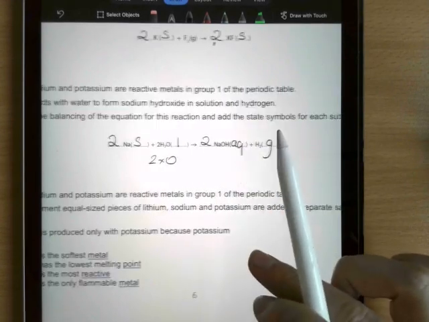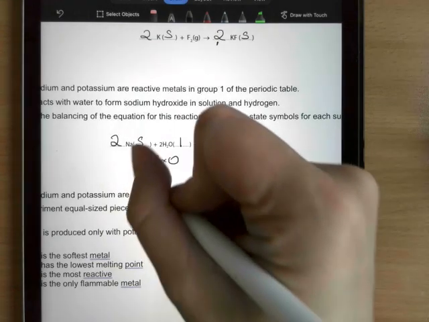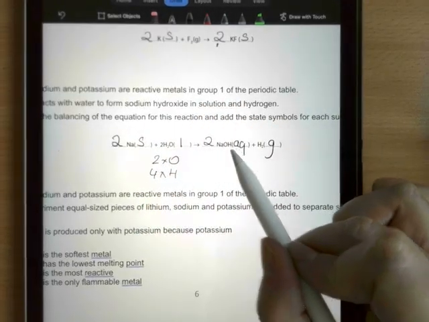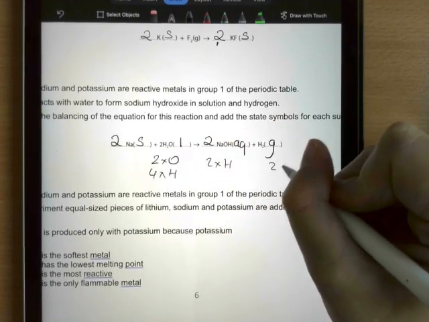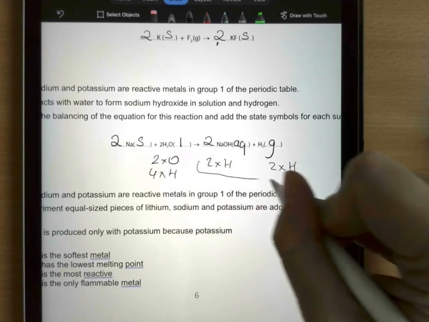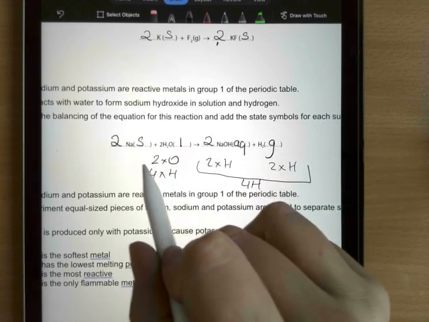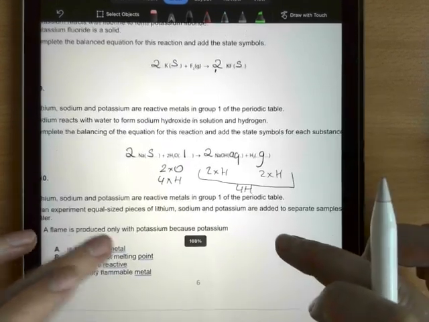I'm just going to double check that hydrogen is balanced too. I can see I've got 2 times 2. I've got 4 hydrogens on the left. And here I've got 2 hydrogens in NaOH, and I've got 2 hydrogens from H2. So in total, on the right hand side of the arrow, I've got 4 H's, and on the left hand side of the arrow, I've got 4 H's. So hydrogen is also balanced.